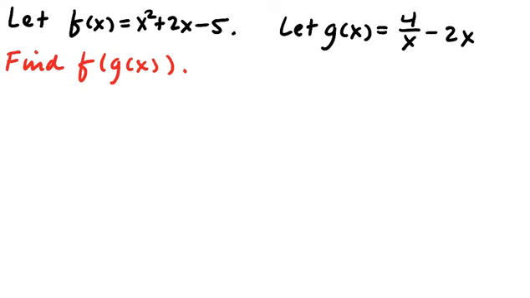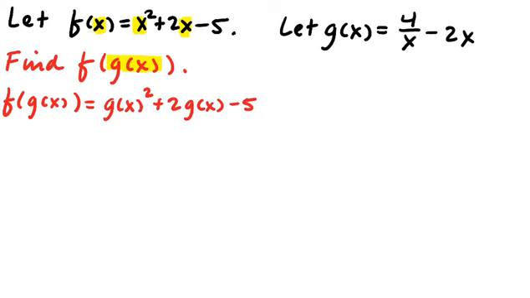Well, f of x is equal to x squared plus 2x minus 5. So what I'm going to do is wherever I'm seeing x, I'm going to replace that with g of x. That's basically what I've done here: I've plugged in g of x. So f of g of x is g of x squared plus 2 times g of x minus 5. And then I have a formula for g of x. That's 4 over x minus 2x.